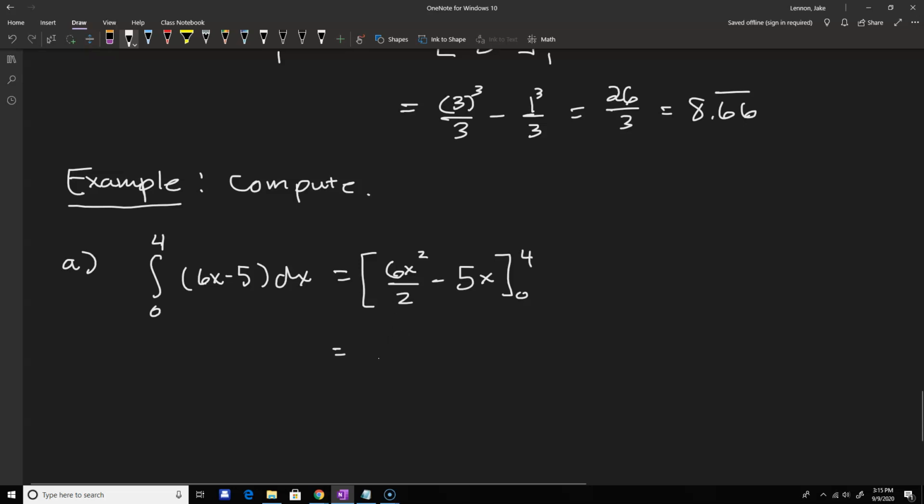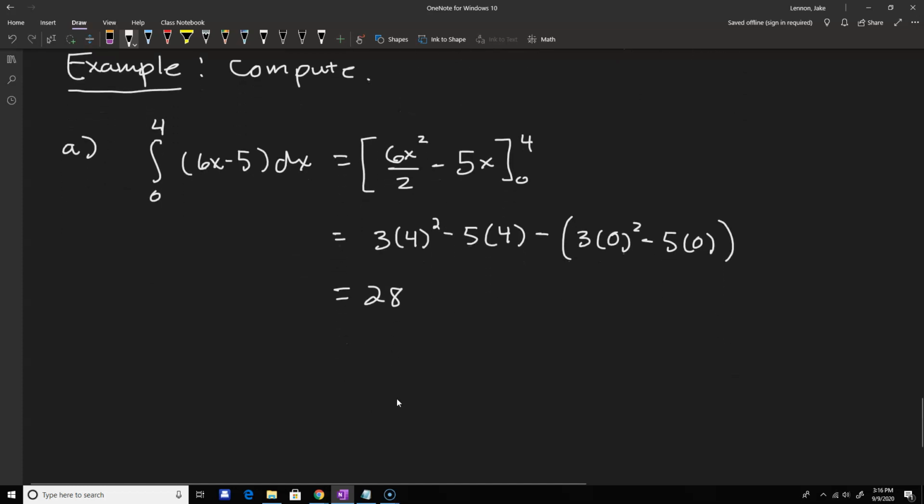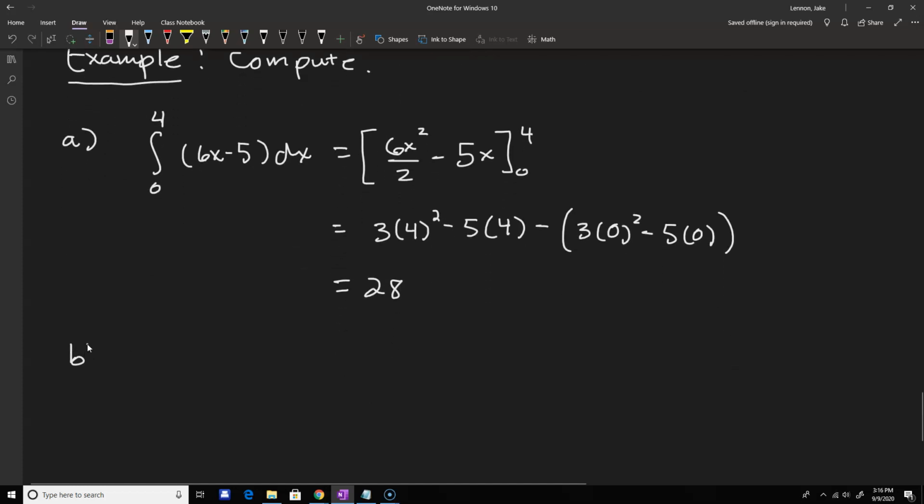So 6 divided by 2 is 3, so this is just 3 times 4 squared minus 5 times 4. The nice part is whenever you have a polynomial and you're plugging something in that has a 0, everything's going to vanish, right? Because you're plugging 0 in everywhere there's an x, so that part you're subtracting just comes out to 0. So this just finishes off as 28, and that would be your answer for part A there. So just using those polynomial rules.